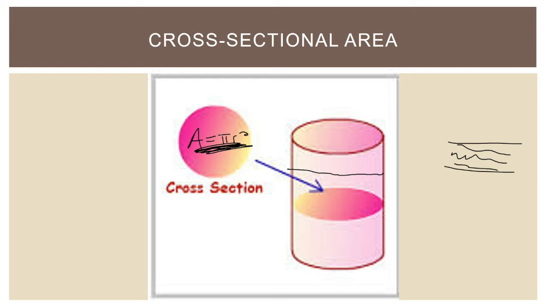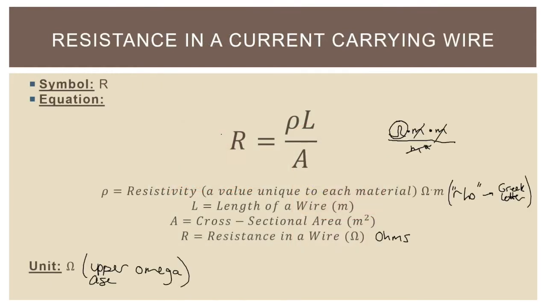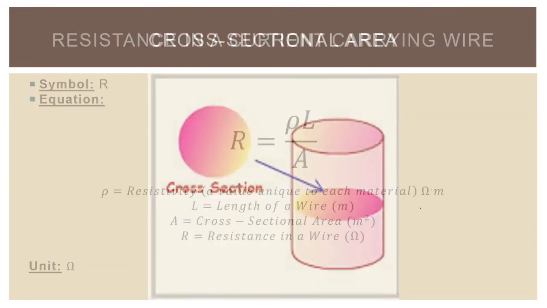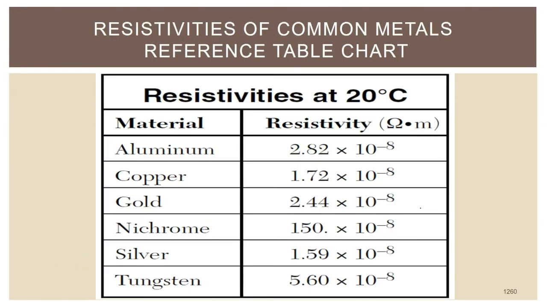All right, moving on. Now, as I said, this equation also has the Greek letter rho in it, which stands for the resistivity, which is a value unique to each material. If you go to page 4 of your reference table, you will see a chart. That chart is titled Resistivities at 20 degrees Celsius. Just so you know, and of course you could look this up, resistivity at 20 degrees Celsius is about room temperature.